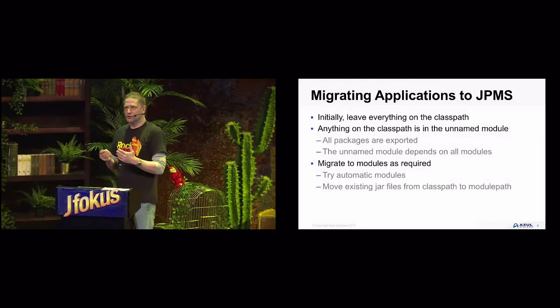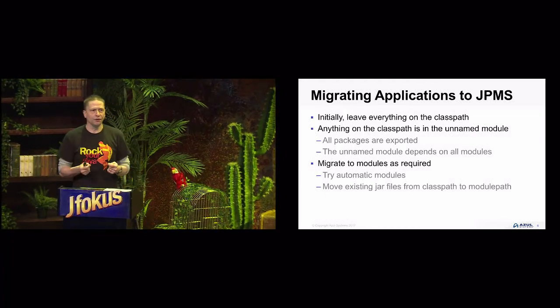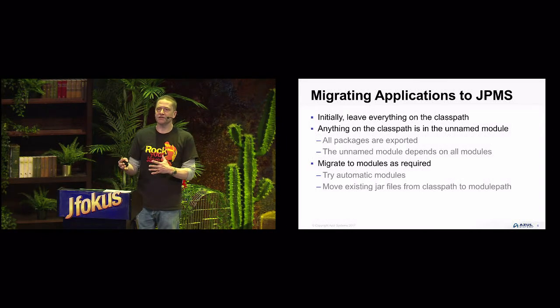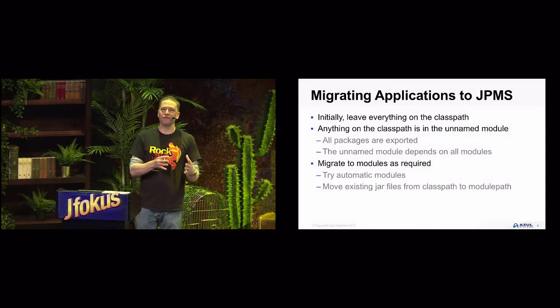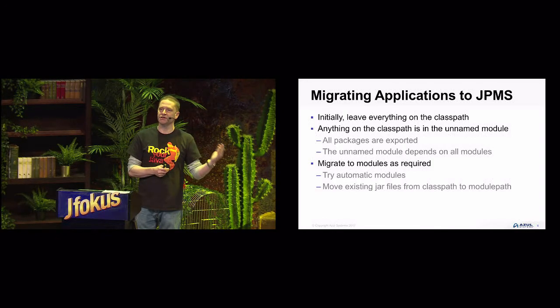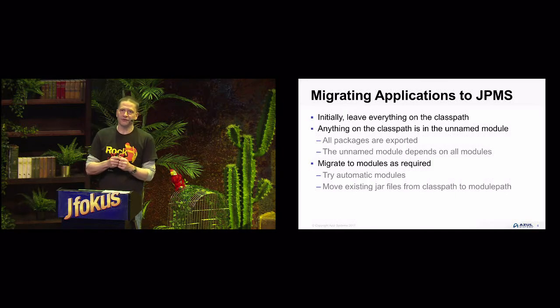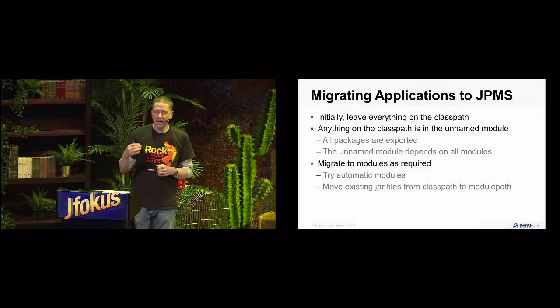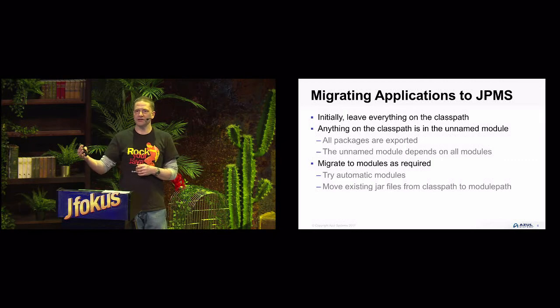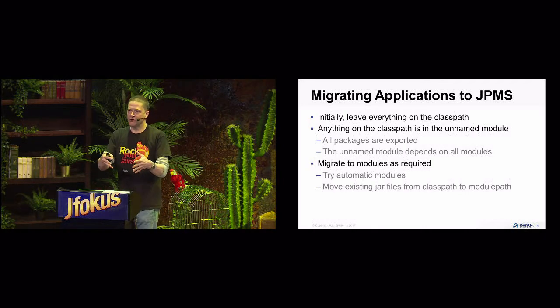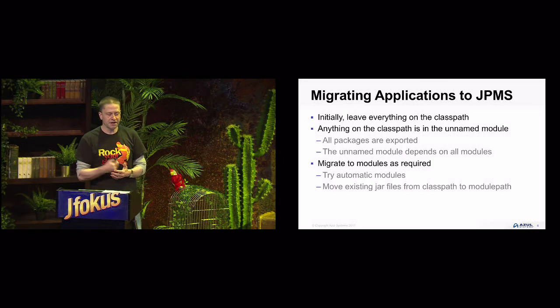Migrating applications to the module system. This is quite important. So the first thing that you need to understand is that for most applications you start off simply by leaving everything exactly the way that it was in JDK 8. Leave everything on the class path. That will become part of the unnamed module. And then all of the packages that you have there will be exported to all of the modules on the module path. Everything on the module path will be accessible to the classes you have on the class path, which are part of the unnamed module.